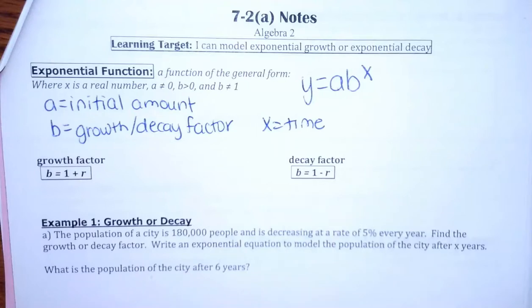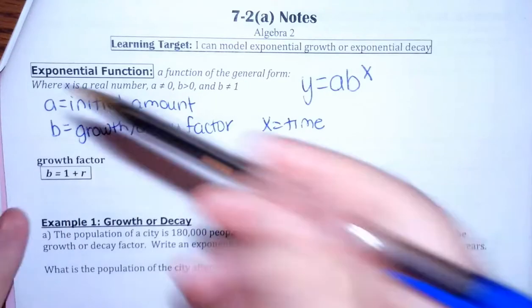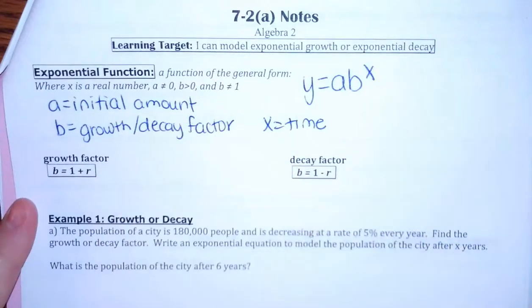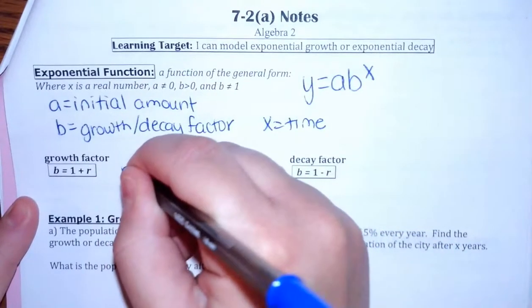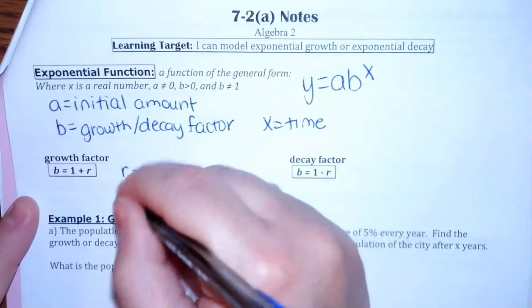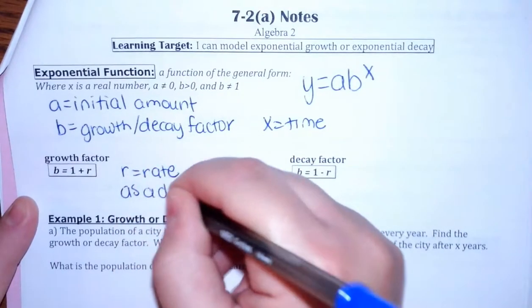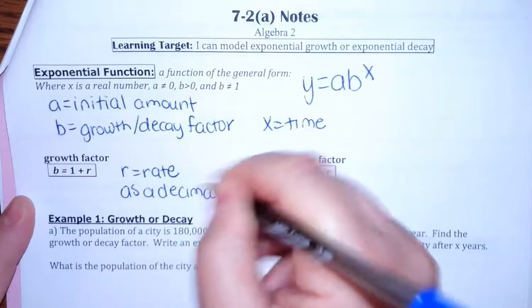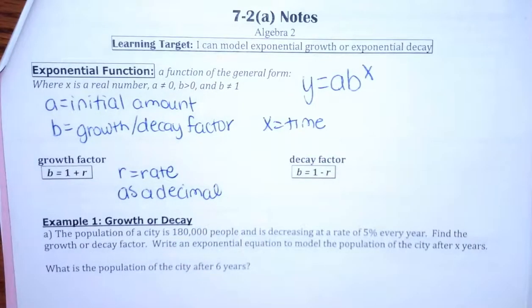If you have growth factor, b is going to be 1 plus r. R represents the rate, and that will be as a decimal. Most of the time these questions will give you the rate as a percentage, so we'll have to convert that to a decimal. And then the decay is going to be 1 minus the rate. So let's just jump right in.